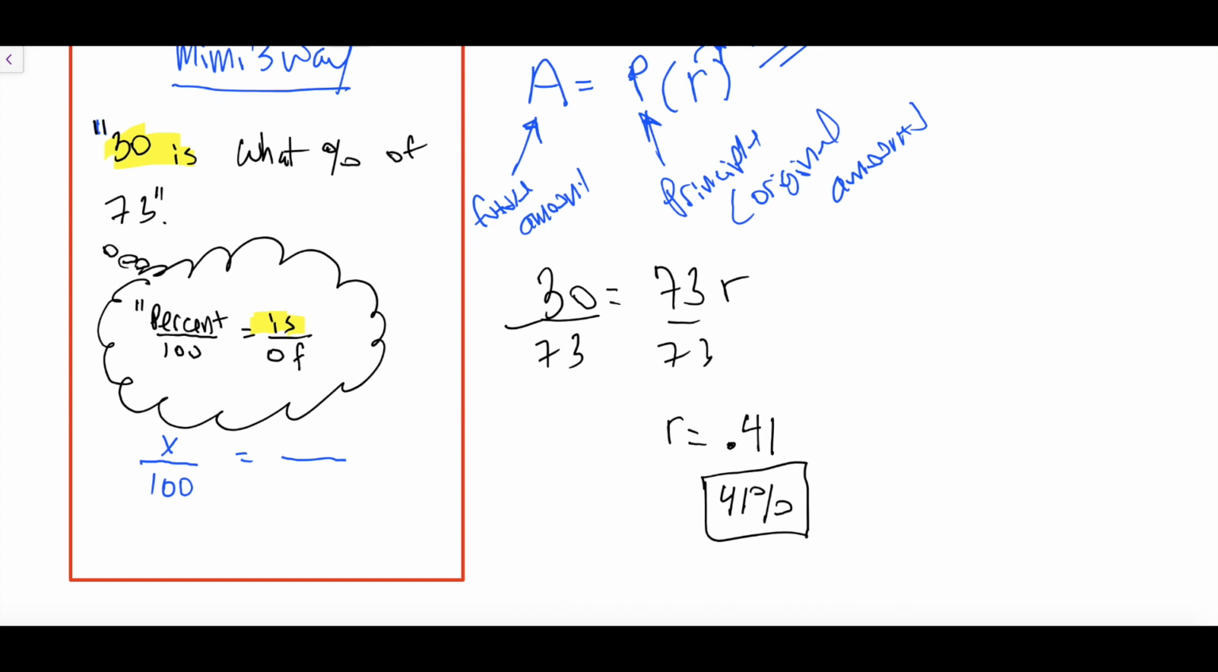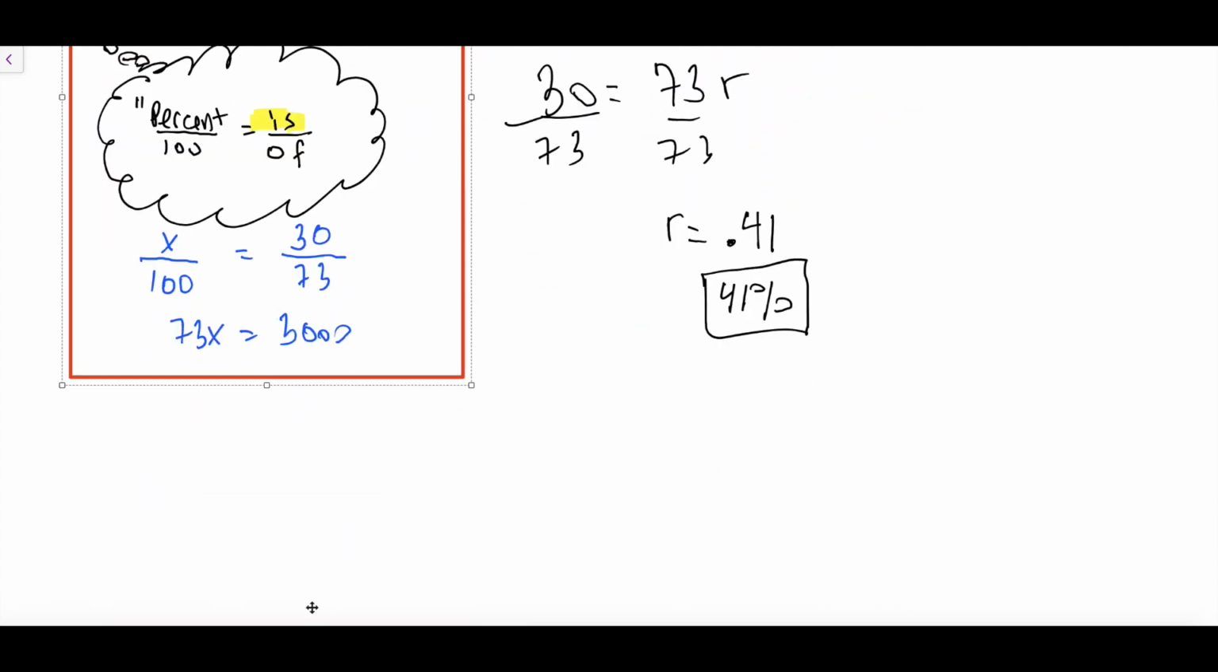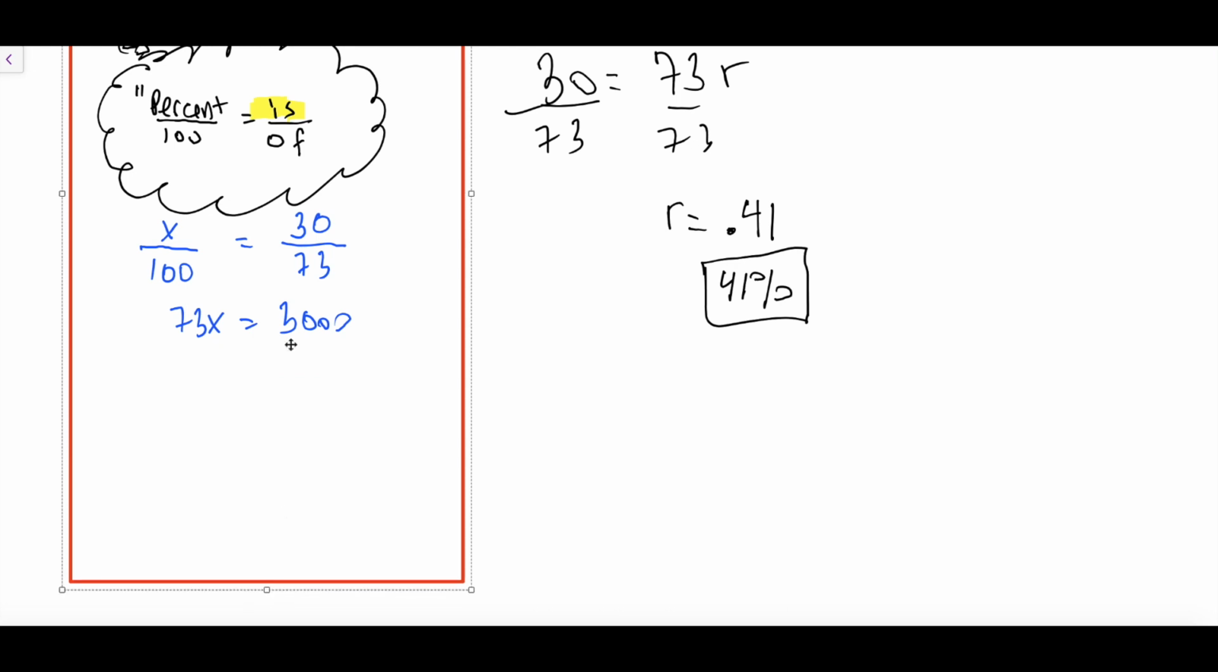Okay, and what's our of number? 73. Our of number is 73. Of 73. Okay, 73. And then you cross multiply. So you go 73x equals 3,000. Yep, 3,000. Very good. All right, so then we divide by 73.